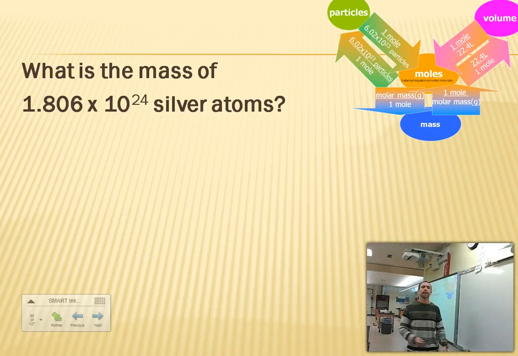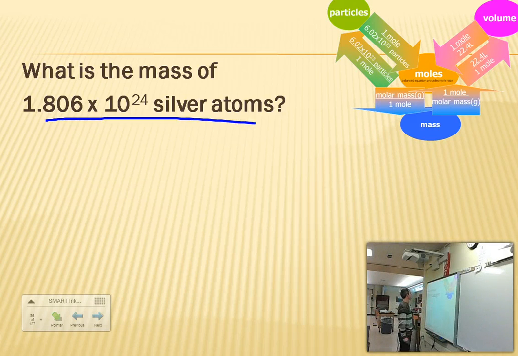Okay, so our first example says, what is the mass of 1.806 times 10 to the 24 silver atoms? Same approach, all problems. Identify the given and unknown unit. So my given units are the silver atoms, right? Big ugly number, but that's okay because we're used to using scientific notation. And then my unknown is mass. Now it doesn't specifically say it, but my mass will always be in grams. Now this may be helpful to look at the roadmap after I set up my T-chart here.